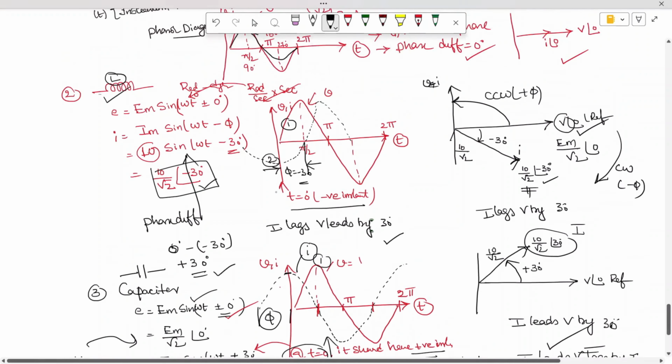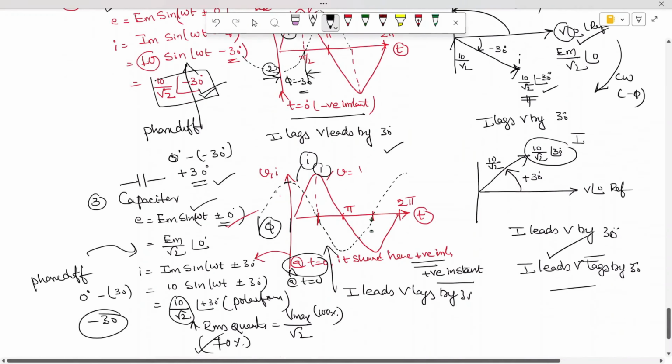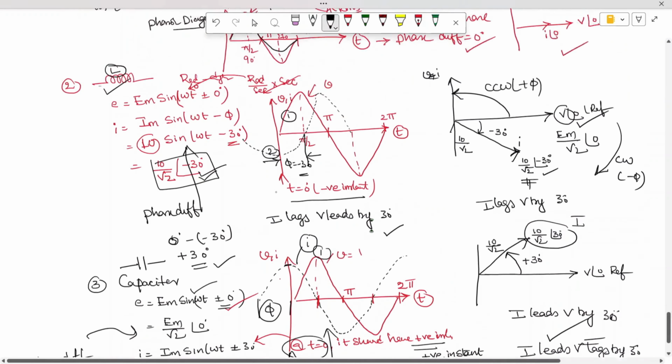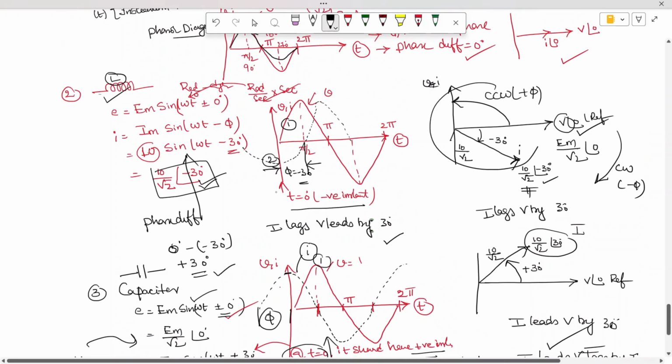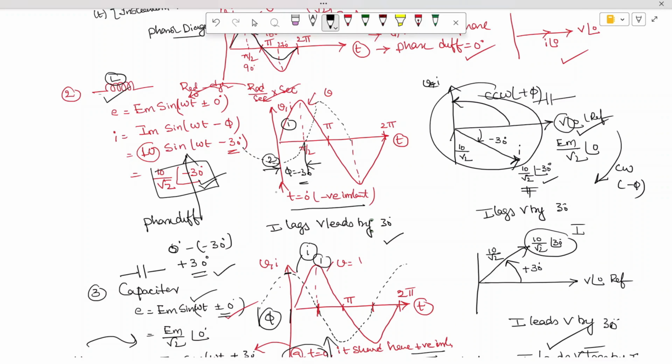Very simple: the inductor current will have minus 30 degrees and the capacitor will have plus 30. If you understand these waveforms, at the top we have the capacitor, at the center the resistor, and at the bottom the inductor. If you understand these three, things are very simple. This is how to draw the phasor diagram and phase difference.